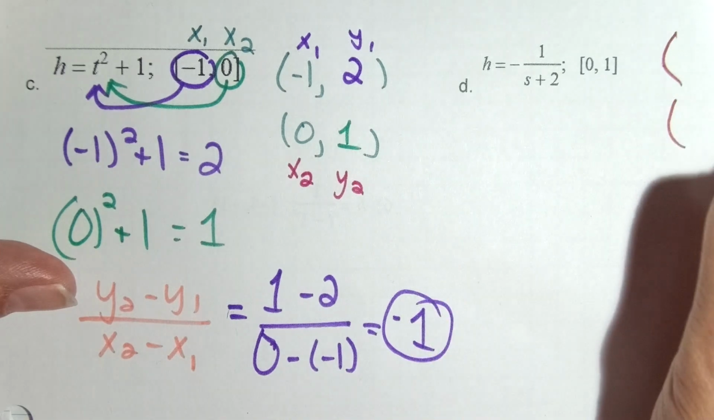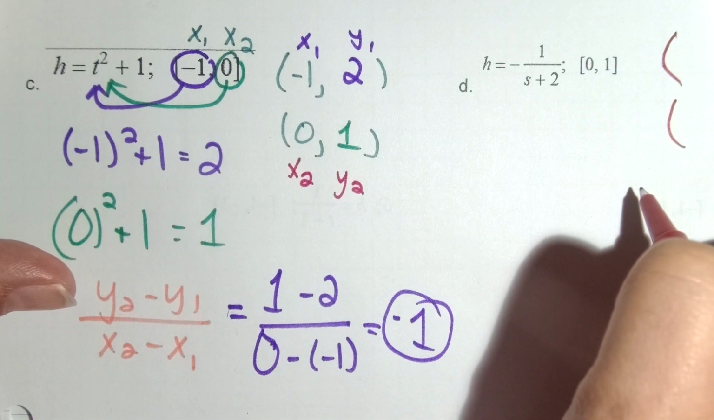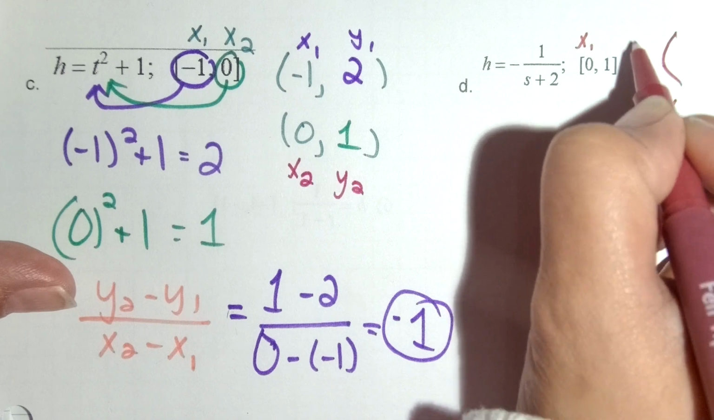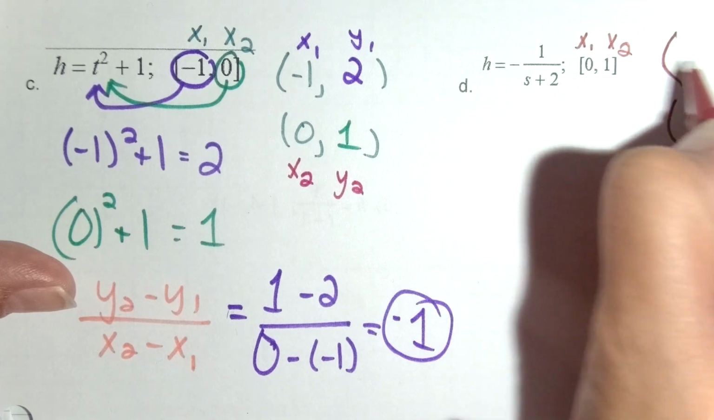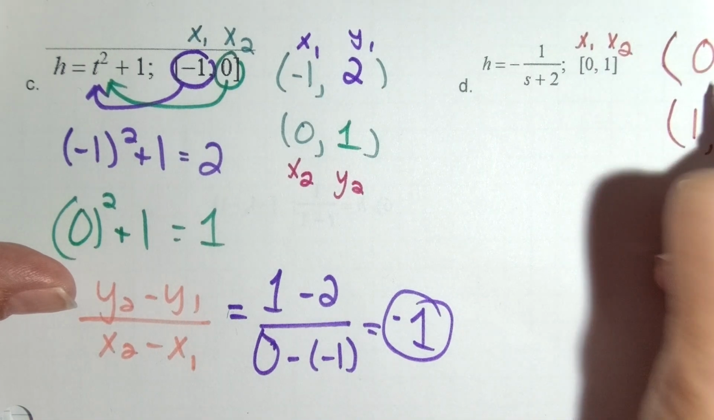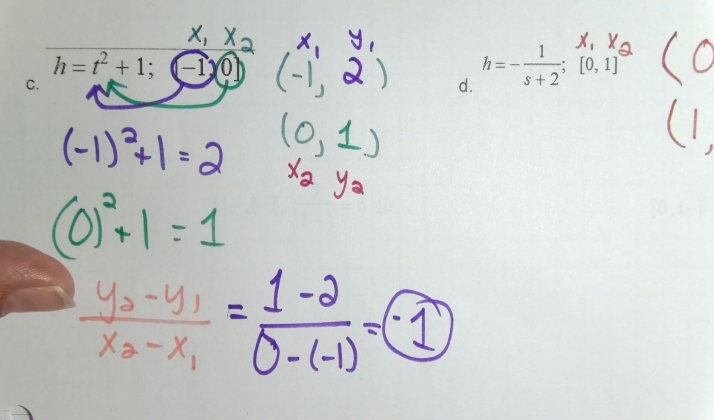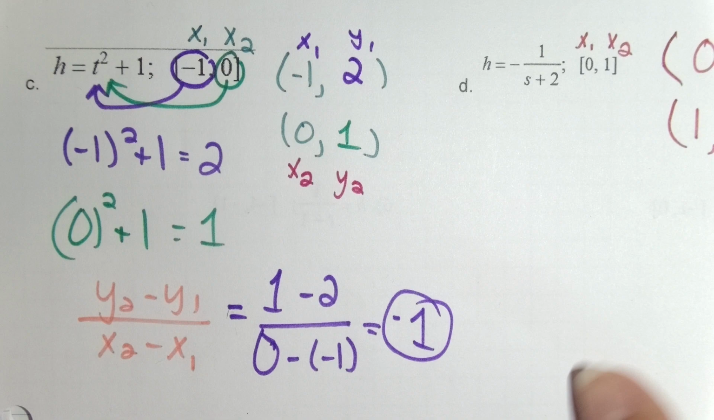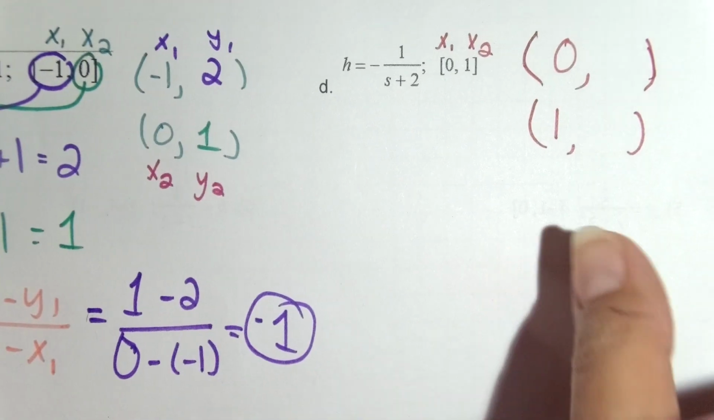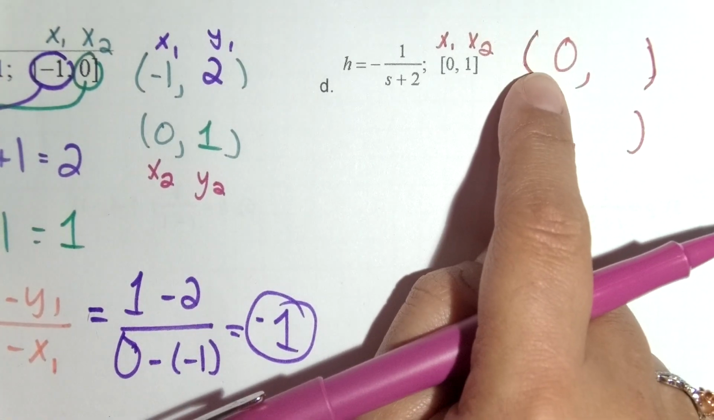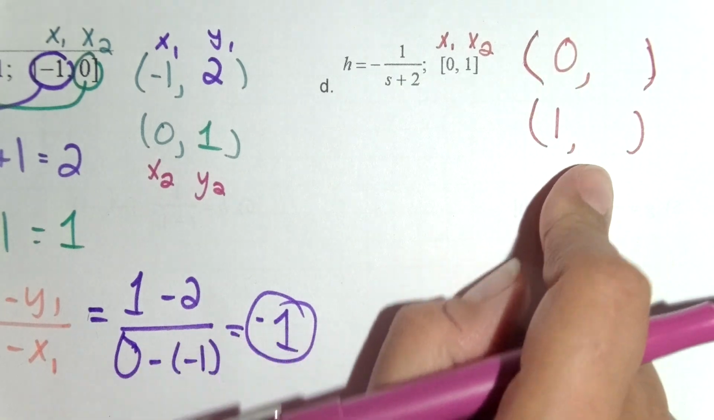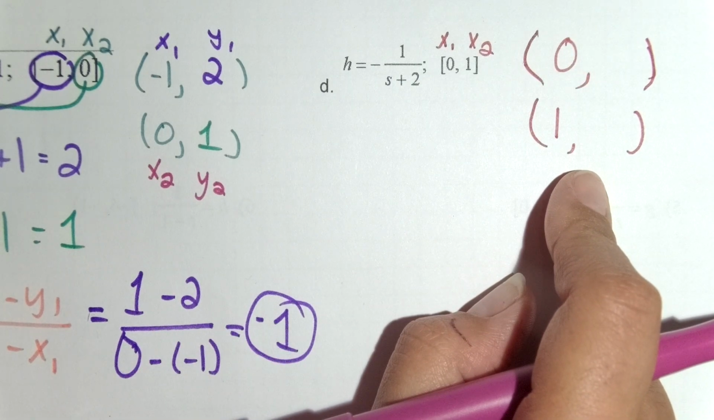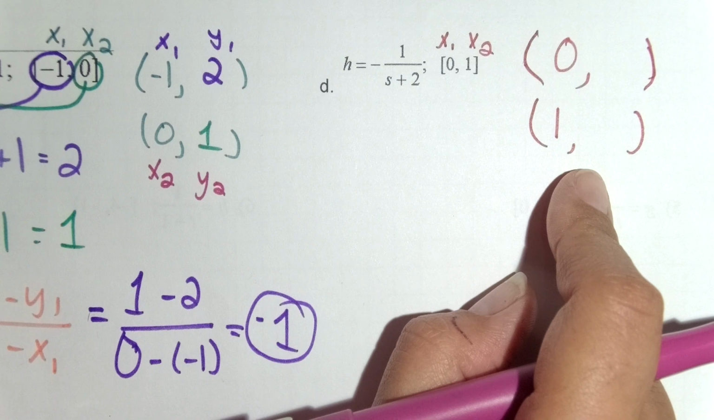What does 0 stand for? X1. What's 1 stand for? X2. So we have 0 and 1. How do I find y1 and y2? What'd you say? I'm off the page. Thank you. How do I find my y1 and y2? Starts with an S in your notes.